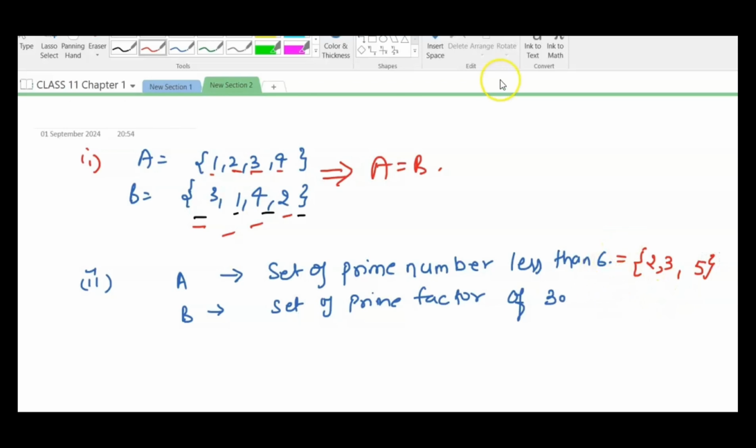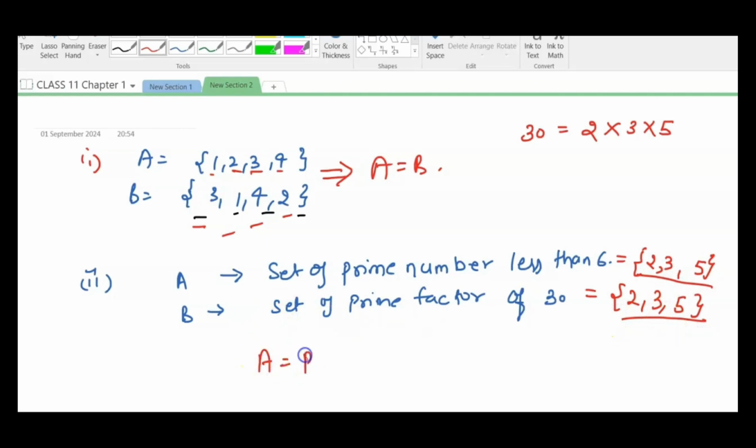Now, the set of prime factors of 30. The factors of 30 are 2 into 3 into 5, right? 2 into 3 into 5. And all these three are prime. So this is the set. Now, even though we have written it differently, the set of prime numbers less than 6 and the set of prime factors of 30, since we are getting the same elements in each set, this shows that A is equal to B.